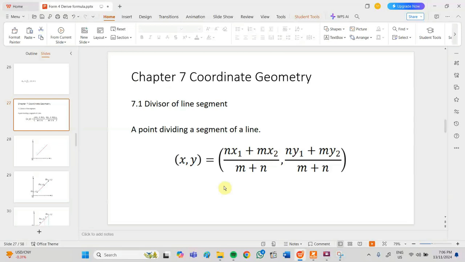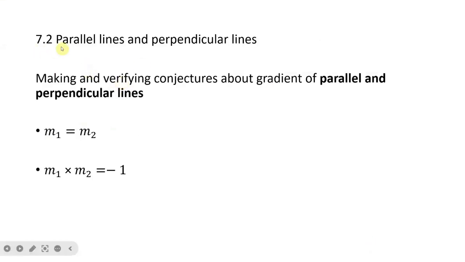We move on. For 7.2, we are dealing with parallel lines and perpendicular lines. And there are two conjectures, one each. One is for parallel lines, where parallel lines have the same gradient. And for perpendicular lines, when you multiply the gradients of two perpendicular lines, you always get -1.